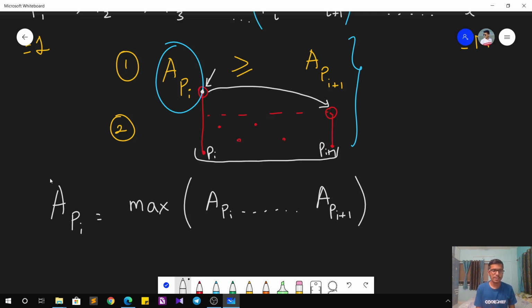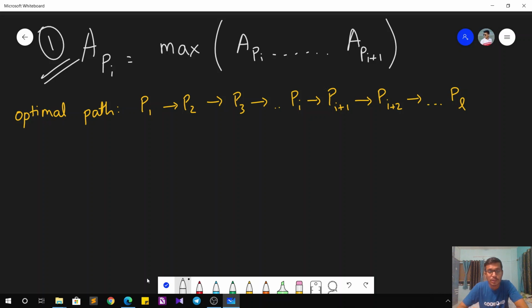So this is the first thing that we get mathematically from our assumption, that is, the optimal path is P1, P2, P3 all the way up to PL. Let's see what more information we can get from the same. Now, the first result that we got, that is A of Pi is the maximum of A of Pi till A of Pi plus 1. This result can be extended as well.